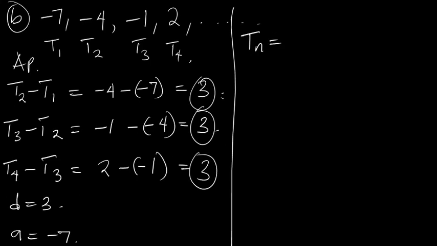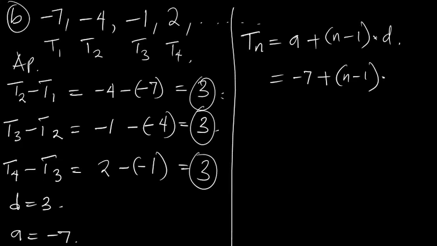So since it's an arithmetic progression, we use the generic formula for arithmetic progression, which is a plus bracket open n minus 1 times the common difference. So the first term is -7 plus n minus 1 times the common difference, which is 3.